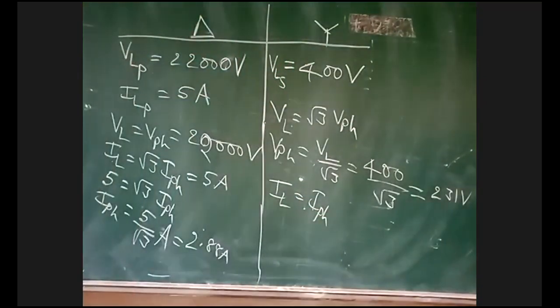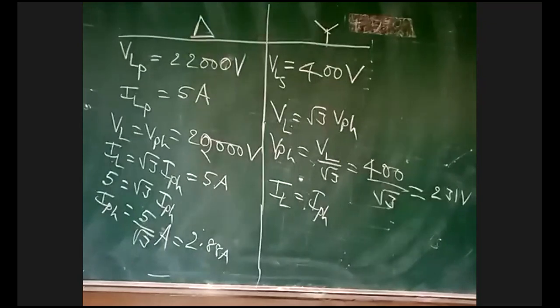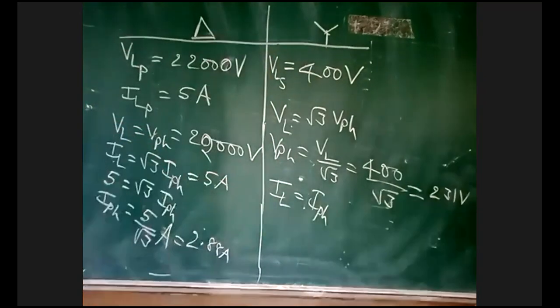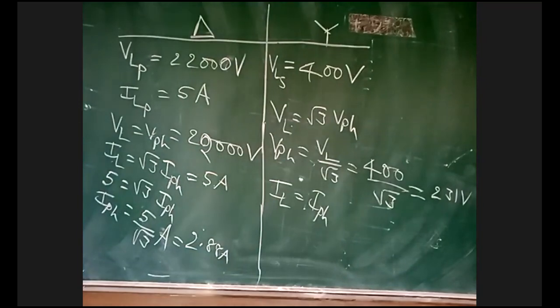Already I had discussed these things in the second unit. In star, current is the same, but in delta, voltage is the same. Star connection is the series connection; in series, current will be the same. Delta is the parallel connection; in parallel, voltage will be the same. VL is equal to VS. In delta voltage is the same, but in star current will be the same.